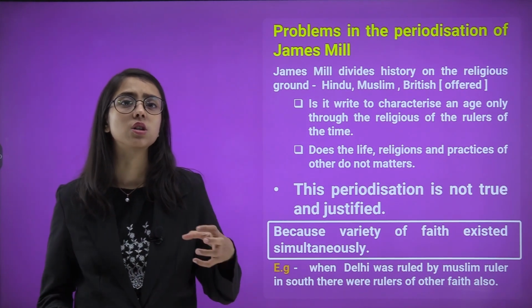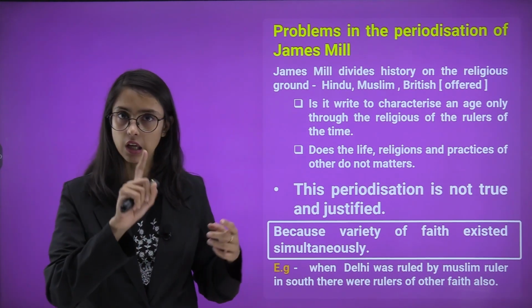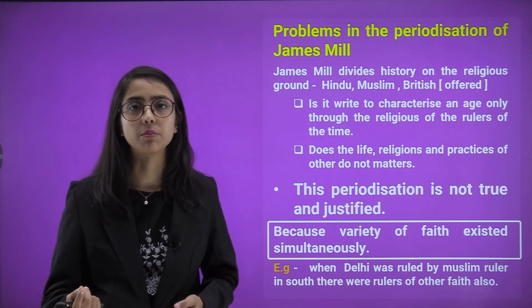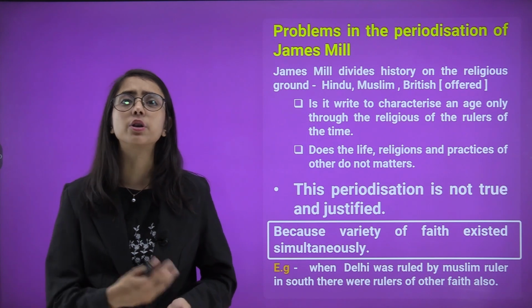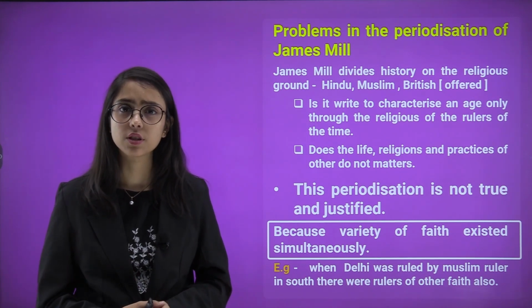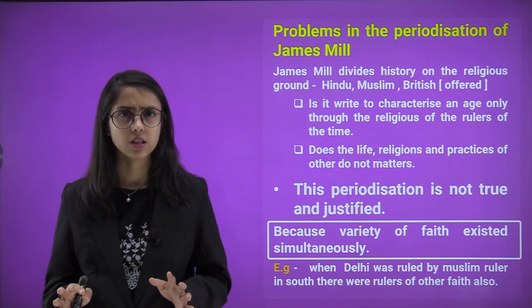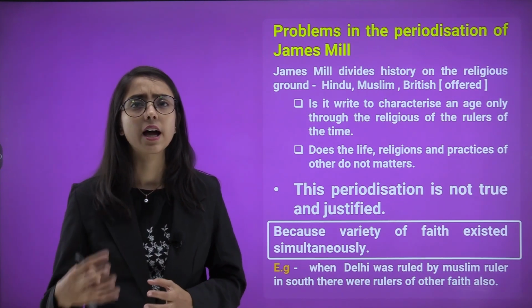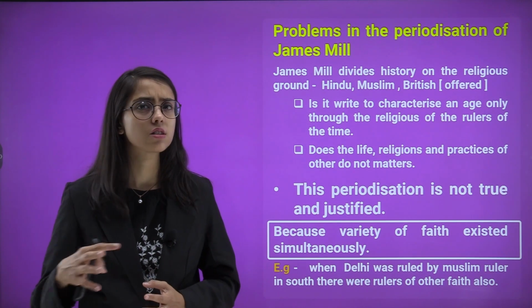Earlier, there were rulers who were Hindu, so it was the Hindu period. Then there were Mughals, and that period is known as the Muslim period. Then after that the Britishers came in, and that period is known as the British period. So is it right? Because there are other factors also to consider. Do the life, religions and practices of others not matter?